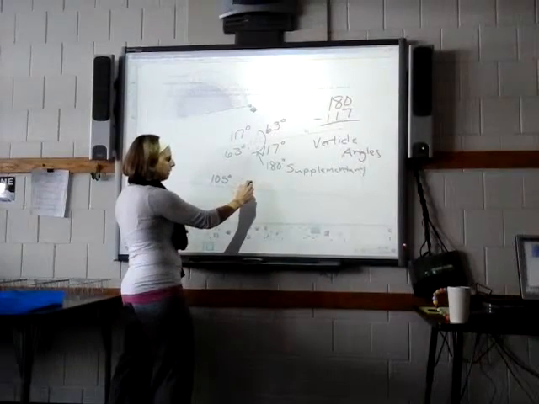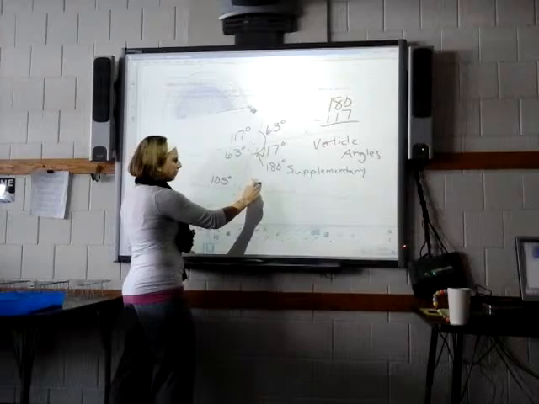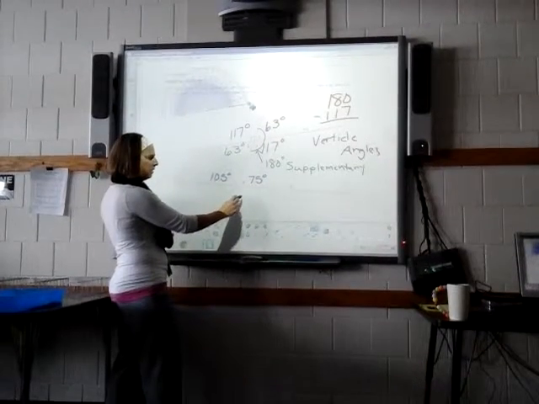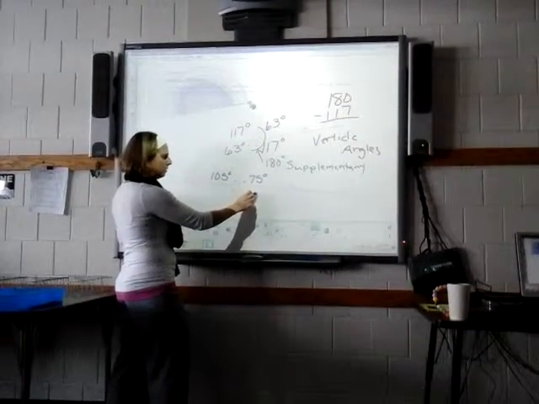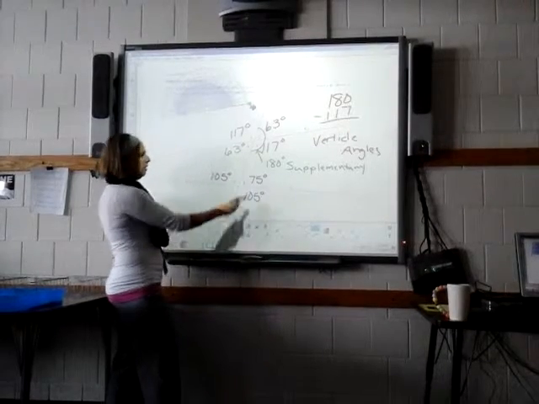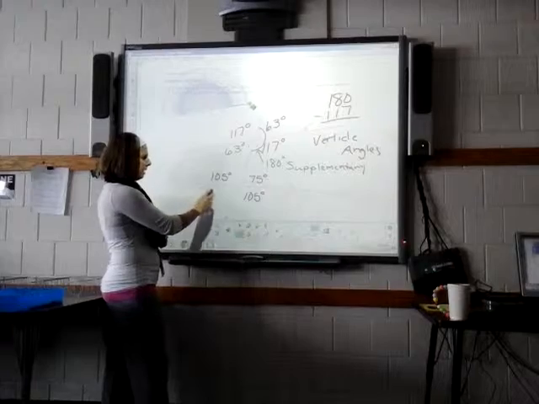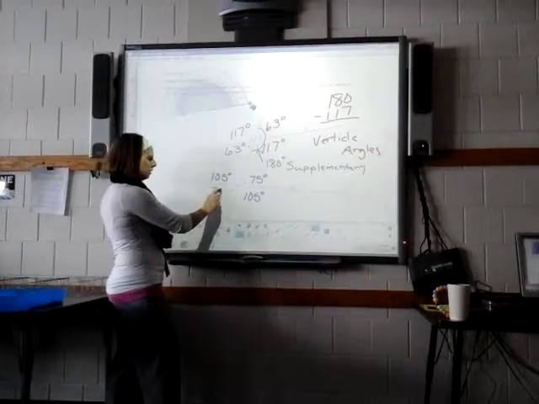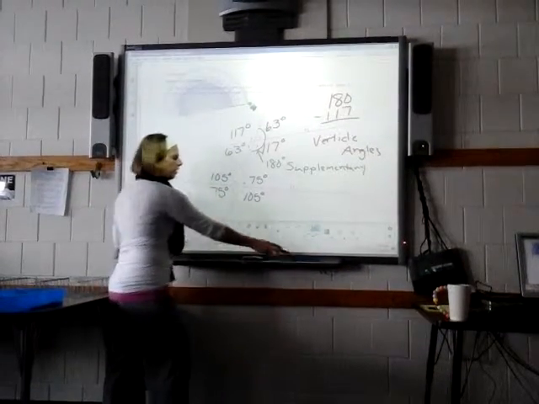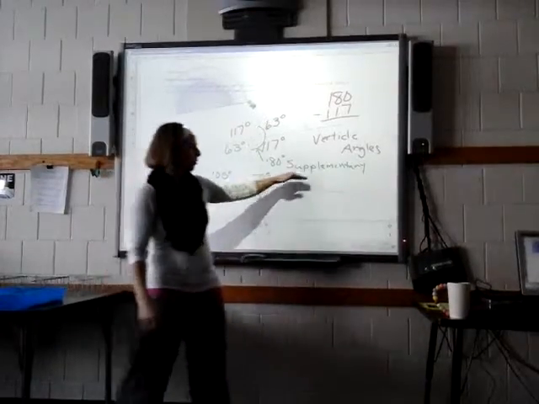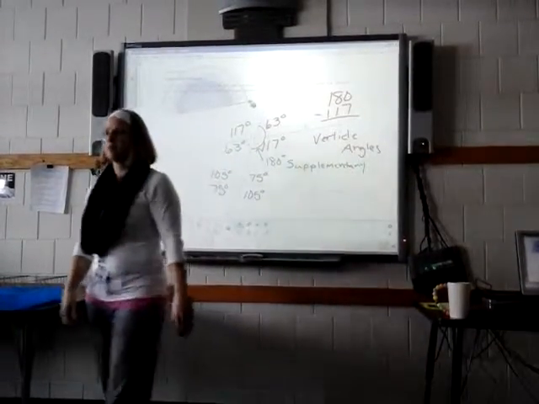Then 6 has to be 75 degrees. 7 has to be 105 because it is supplementary to 6 and vertical to 5, and 8 has to be 75 degrees. Are there any questions about the rules of supplementary and vertical angles?